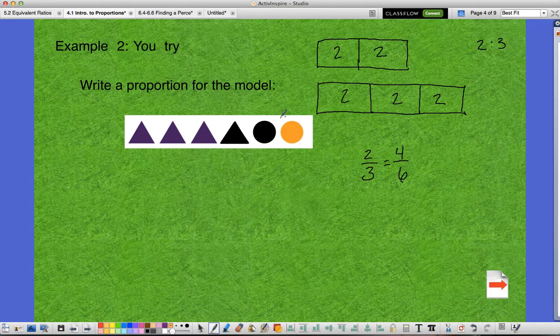Okay, so I'm going to take a look at this and try to write a proportion for this model and see what you can come up with. When you come back, we'll check your answer.